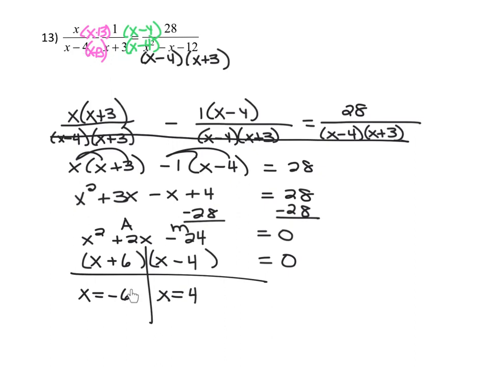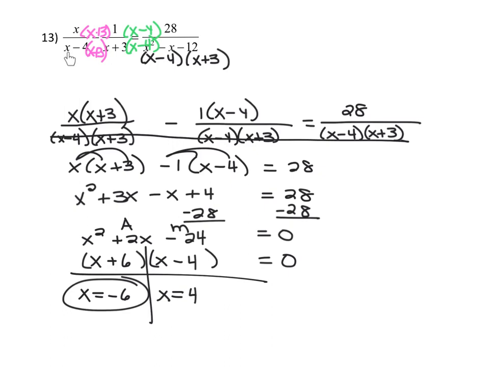All right, so let's start with the negative 6. If I take negative 6 and substitute it in here, negative 6 minus 4 is not 0. All right, negative 6 plus 3 also is not 0. Here, negative 6 squared minus 6 minus 12 is not 0. It does not create a 0 in any of the denominators, so this answer is acceptable, so we're going to circle it.